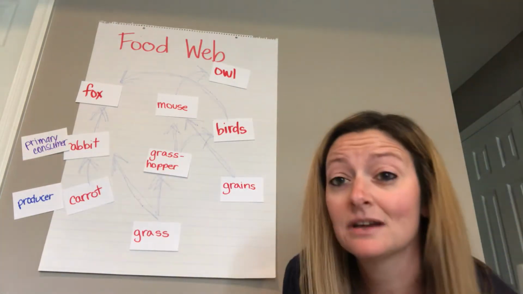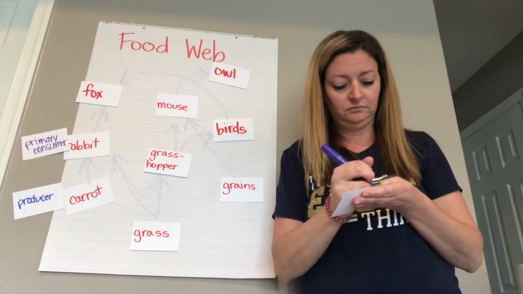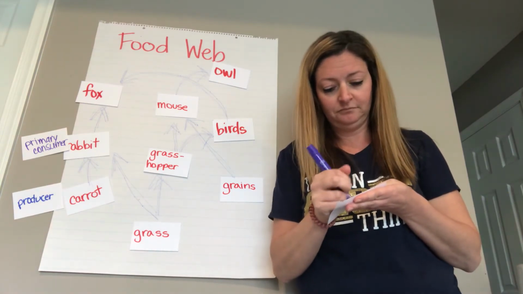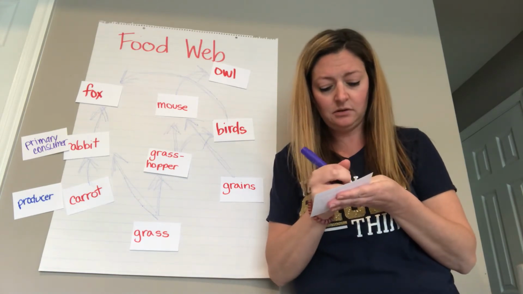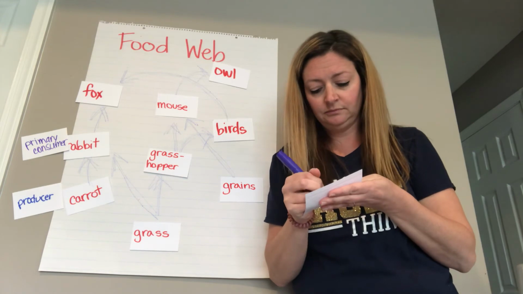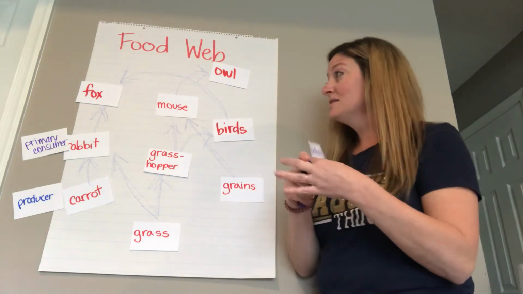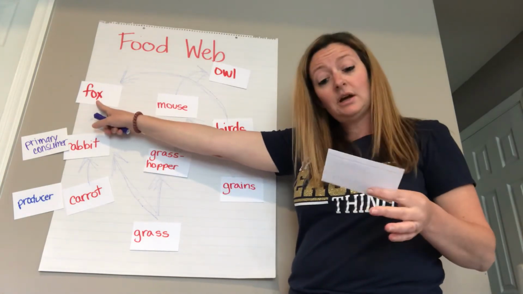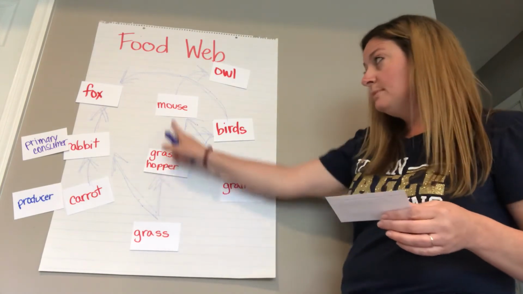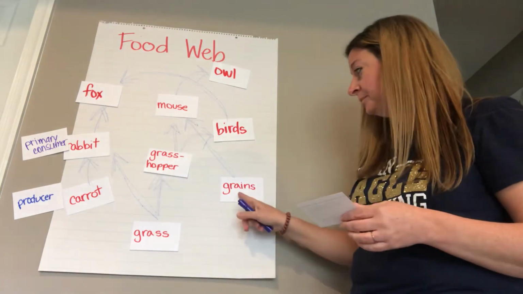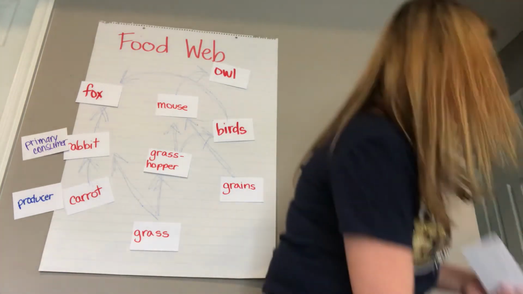And where would our secondary consumer be? Very good. The secondary consumer would be at the top. Okay, so the fox would be secondary right here. The mouse would be secondary here. And depending on the food chain, the owl would be the secondary here.